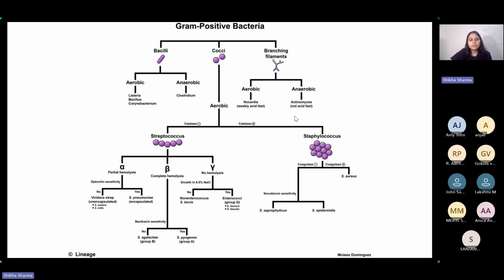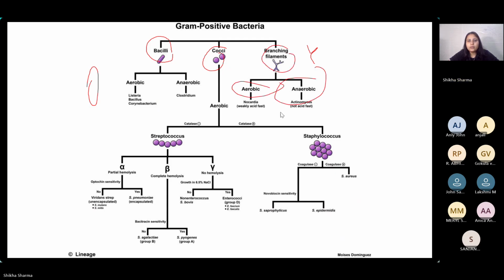This is the classification of the gram-positive bacteria. Gram-positive can basically be classified based on the shape, like bacilli, which is rod shape, cocci, which is round shape, and branching filaments, which have some branches. Branching filaments can be classified as aerobic or anaerobic, based on whether they are able to grow in oxygen or not.